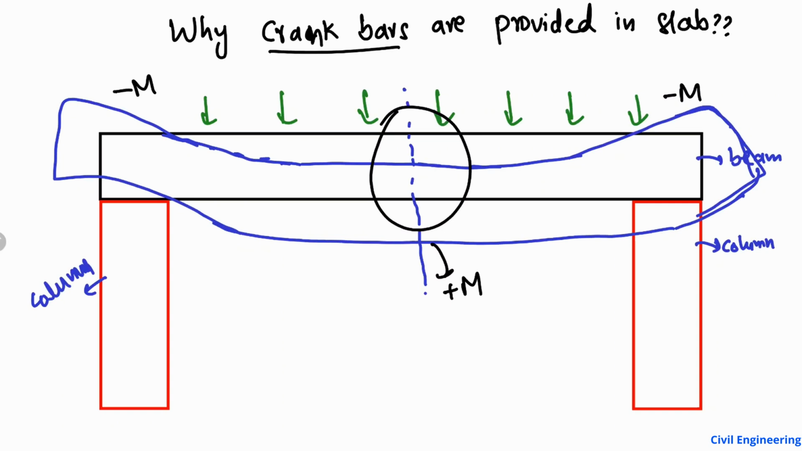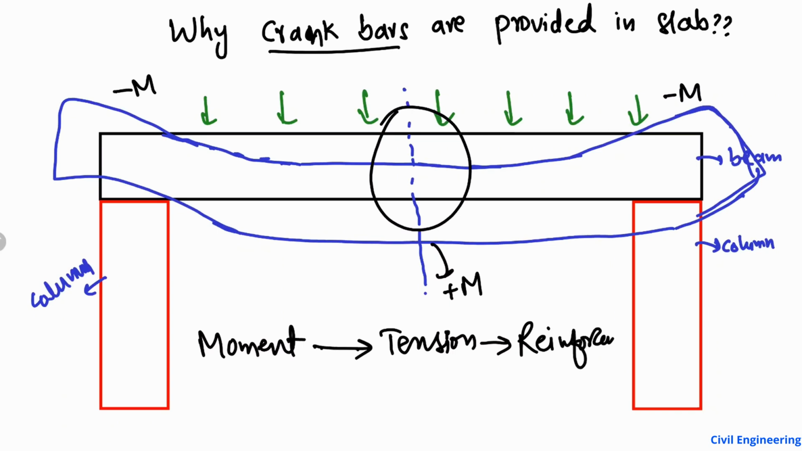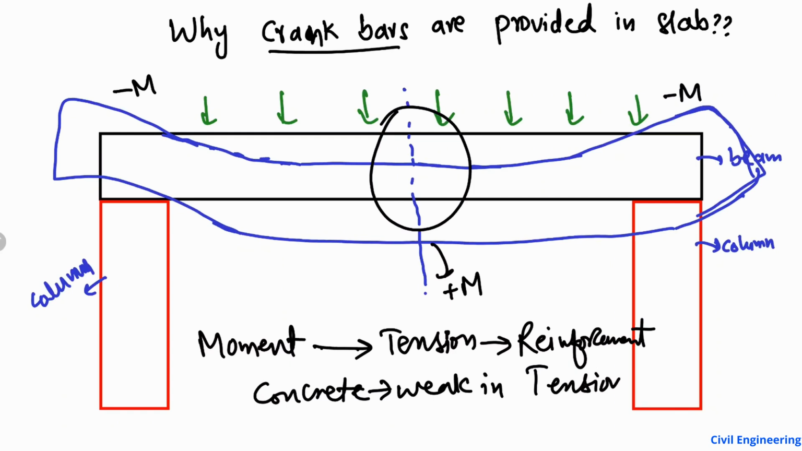So now we know that always when there is a bending moment, there is always tension in the cross section, and for these tensile stresses we provide the reinforcement in order to take the tensile stresses. Why? Because concrete is weak in tension, so we cannot rely on concrete as a tensile material, but we provide the reinforcement in order to take the bending moment or the tensile stresses.